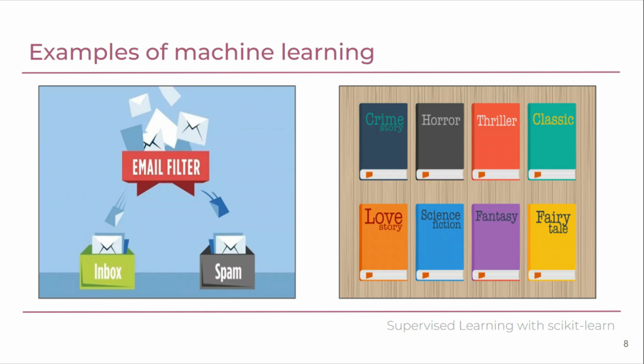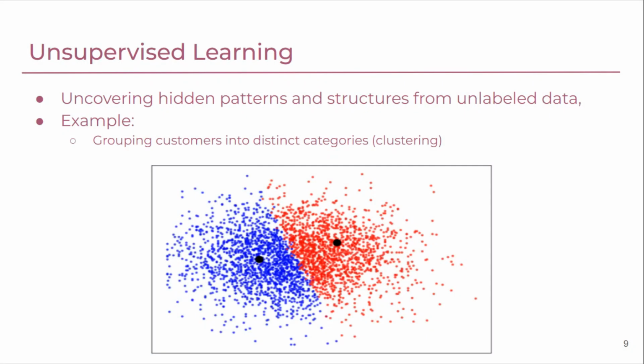Unsupervised learning is the process of uncovering hidden patterns and structures from unlabeled data. For example, a business may wish to group its customers into distinct categories based on their purchasing behavior without knowing in advance what these categories are. This is known as clustering, one branch of unsupervised learning.